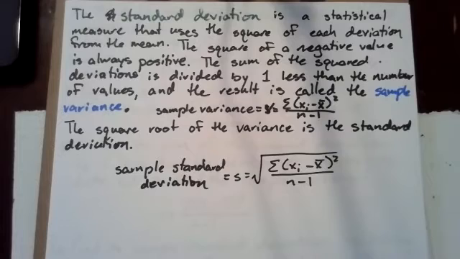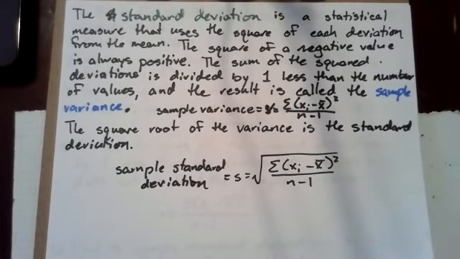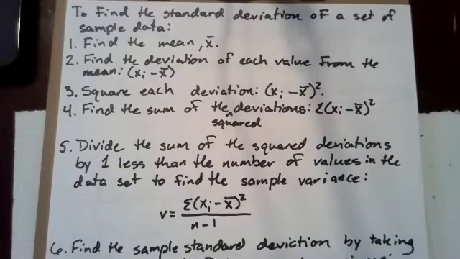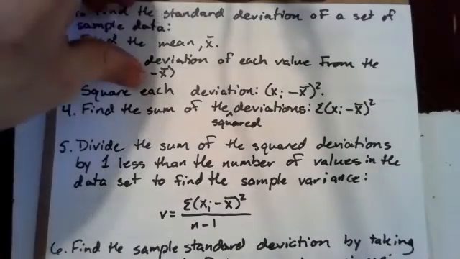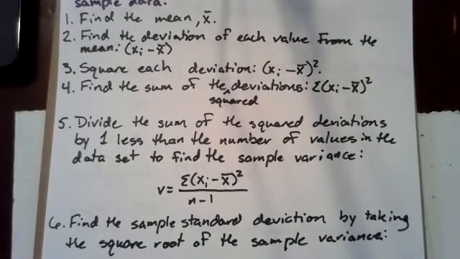So the sample standard deviation is equal to S, which is equal to the square root of the sum of xi minus x bar squared all over n minus 1. To find the standard deviation of a set of sample data, first find the mean, x bar, then find the deviation of each value from the mean, xi minus x bar. Then square each deviation, xi minus x bar quantity squared. Find the sum of the squared deviations, that's the sum of xi minus x bar quantity squared.